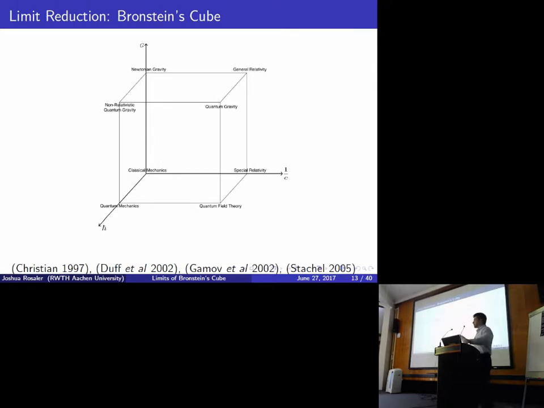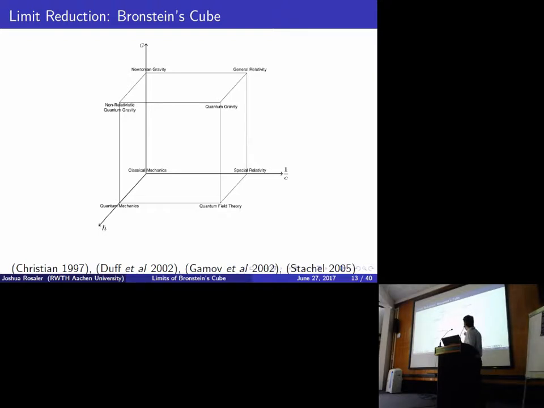Okay, but first I want to briefly discuss limit reduction, and one way of attempting to map the relationships between various established theories in physics. The manner in which the Bronstein Cube attempts to map relations between these different theories is via taking limits of constants of nature. So along one axis we have h bar, or Planck's constant. Along another we have the inverse speed of light. And along a third we have Newton's gravitational constant. The idea here is that Newtonian gravity, for example, if we look along the very back axis, should approach classical mechanics in the limit G goes to 0.